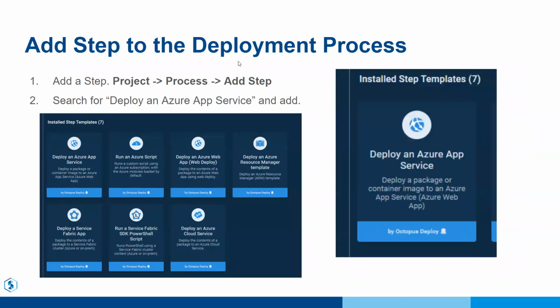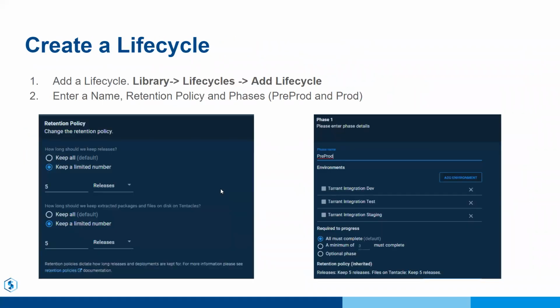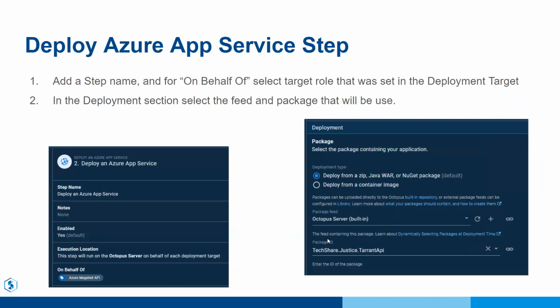So to add the deployment process within the project, you'll go to processes, add the step, and we want to select the deploy Azure App Service step. As you can see, the ones that are by Octopus are specified here, but you can install community ones as well. So within the process, you'll select which is going to be on behalf of what selected target role. So if we go back here, when we were setting up our deployment target, we created our target role. So that's the one you're going to be specifying on behalf of.